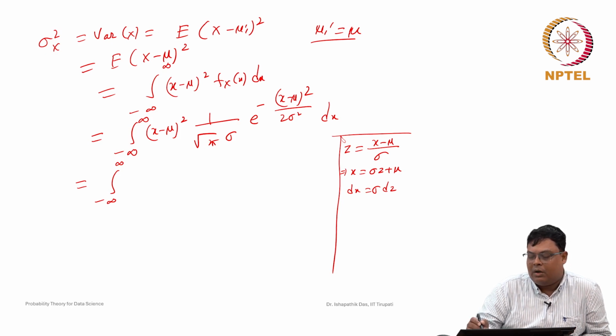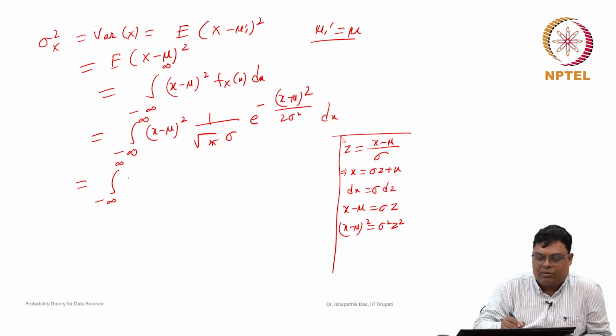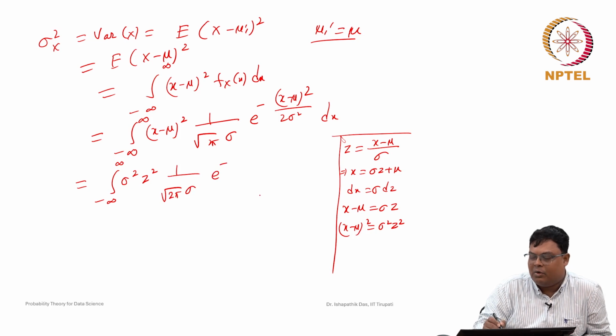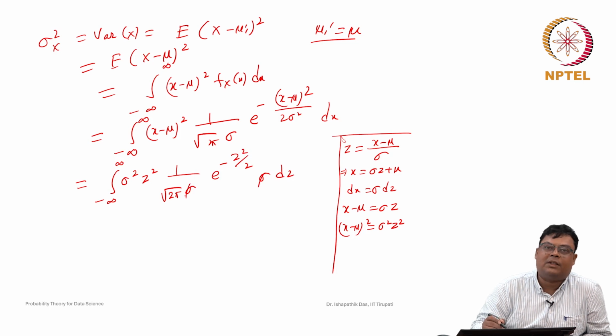Now, x minus mu whole square. So, x minus mu is nothing but sigma z, so x minus mu whole square is nothing but sigma square z square. So, this is sigma square z square times 1 by root 2 pi sigma e to the power of minus z square by 2, and then dx is equal to sigma dz. So, this sigma and sigma are cancelled.